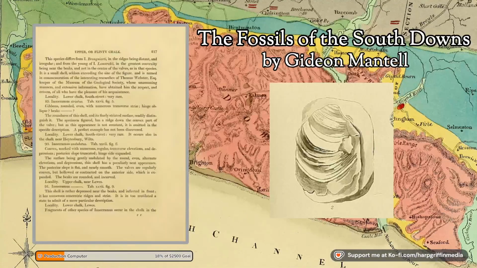This species differs from Inoceramus brongniarti in the ridges being distant and irregular, and from the young of Inoceramus lamarcki, in the greatest convexity being near the beaks and not in the center of the valves, as in that species. It is a small shell, seldom exceeding the size of the figure, and is named in commemoration of the interesting researches of Thomas Webster, Esquire, keeper of the Museum of the Geological Society, whose unassuming manners and extensive information have obtained him the respect and esteem of all who have the pleasure of his acquaintance. Locality: Lower Chalk, South Street, very rare.